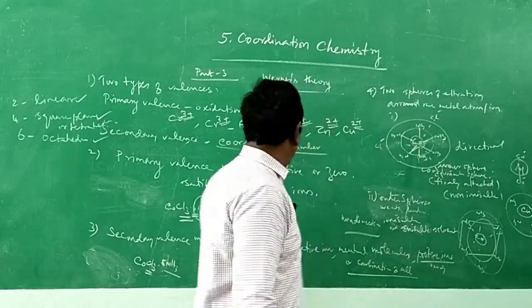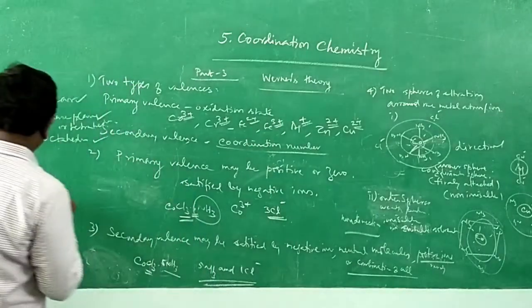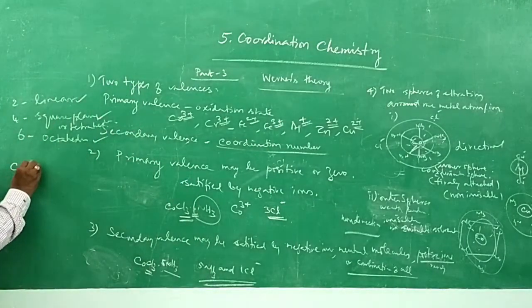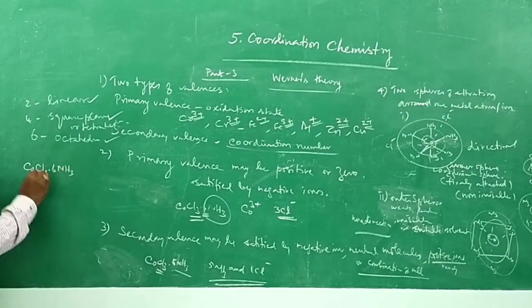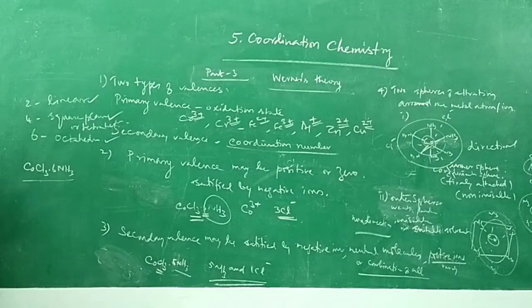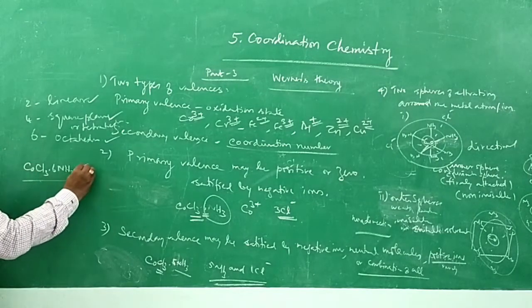All right. For example, if we go in for CoCl3·6NH3, if we get this type of coordination compound, it will have 6 ammonia ligands.